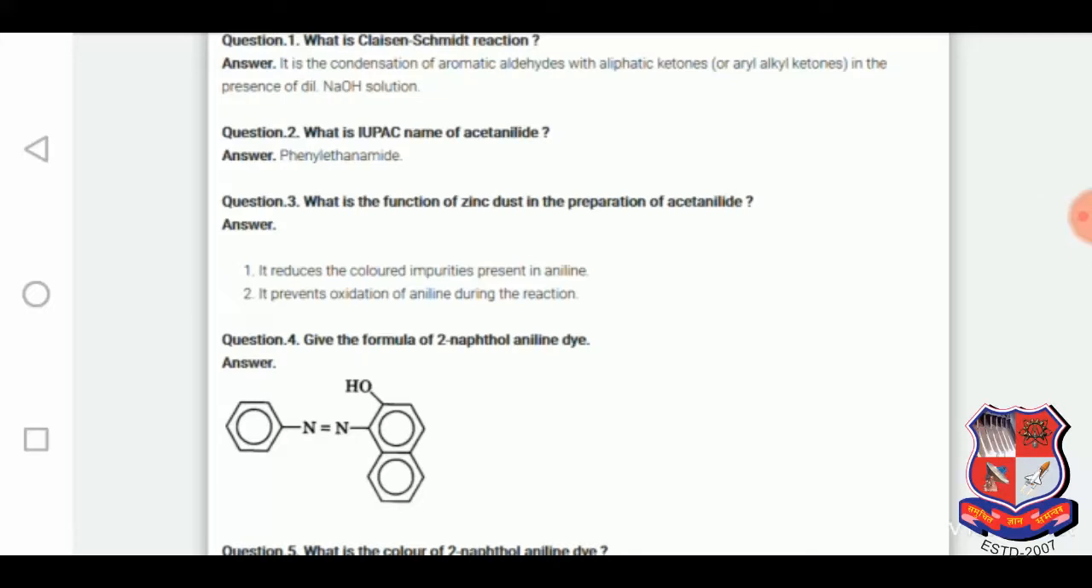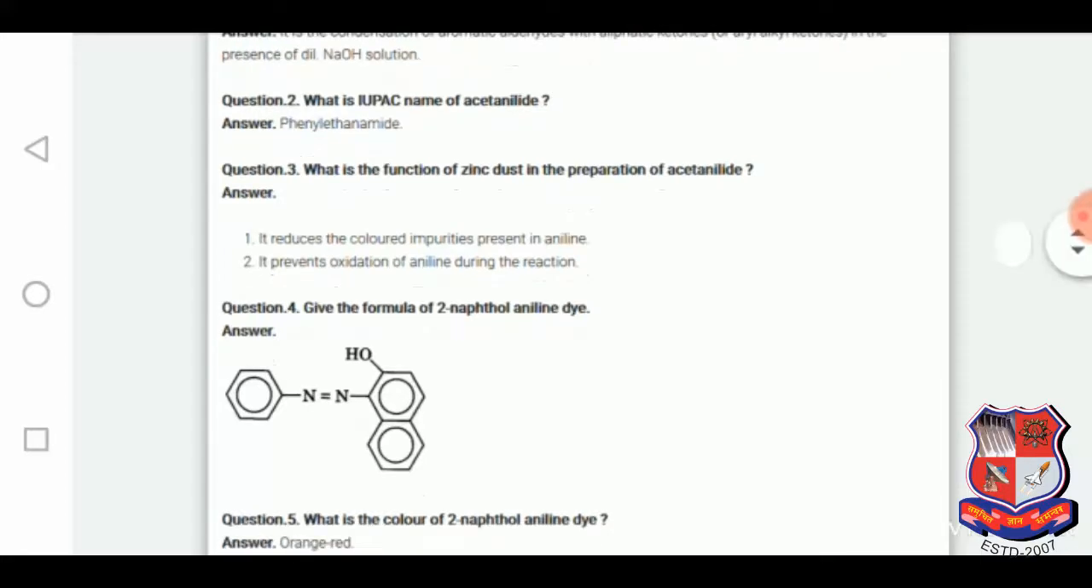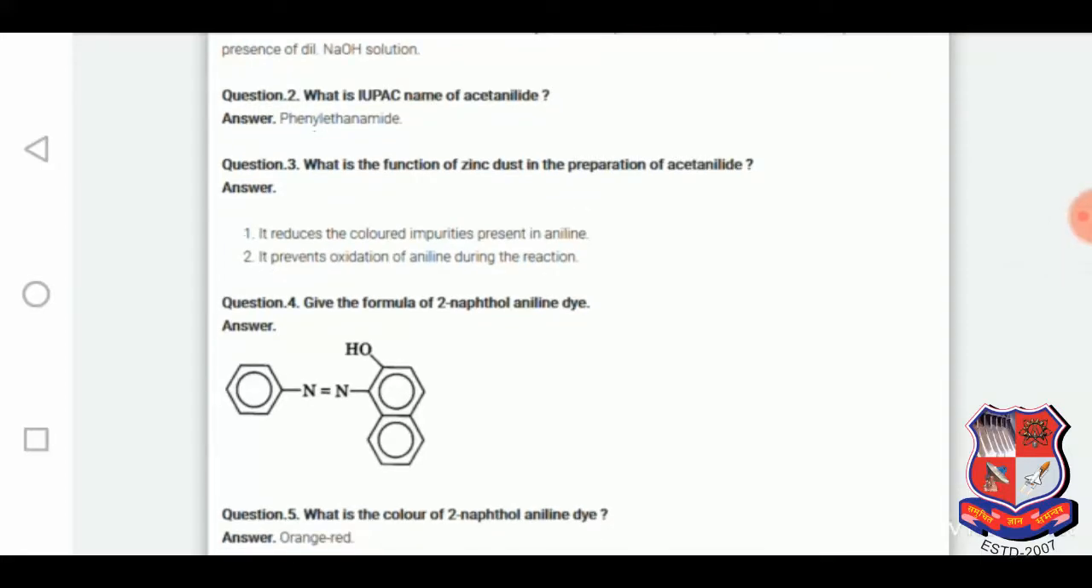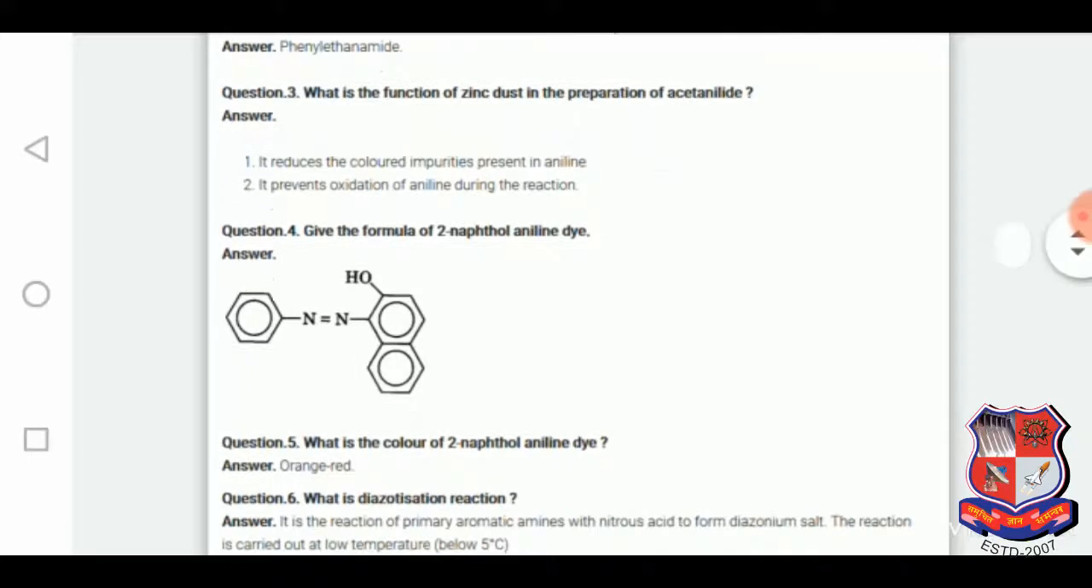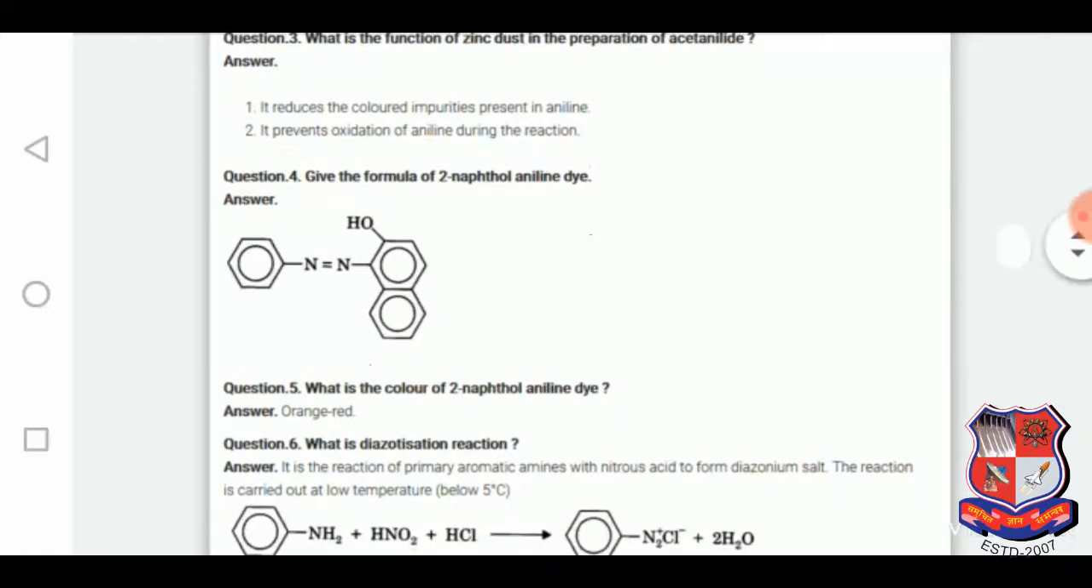Phenyl ethanamide. What is the role of zinc dust in the preparation of acetanilide? The answer will be: it reduces the colored impurity present in the aniline. It prevents the oxidation of aniline during the reaction.